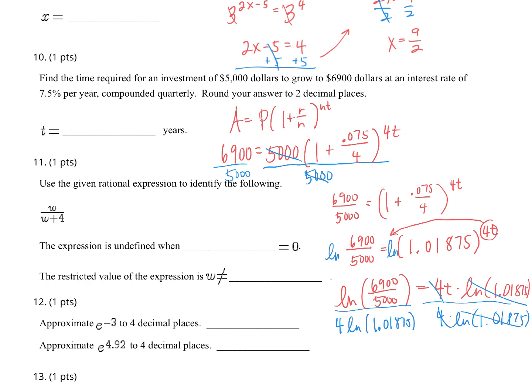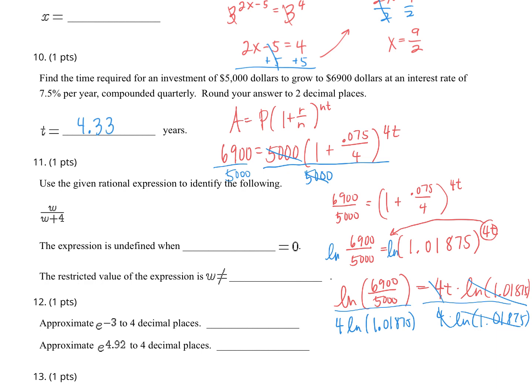And so then I just put that in my calculator and see what I get. So the natural log of 6,900 divided by 5,000, divided by 4 times the natural log of 1.01875. And I got 4.33, round your answer to 2 decimal places. So 4.33 is what I got here.